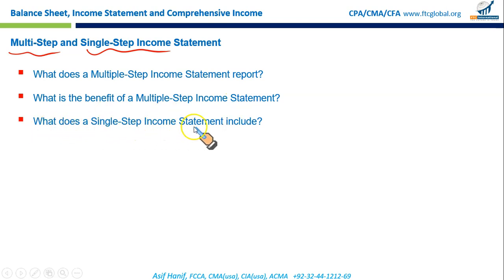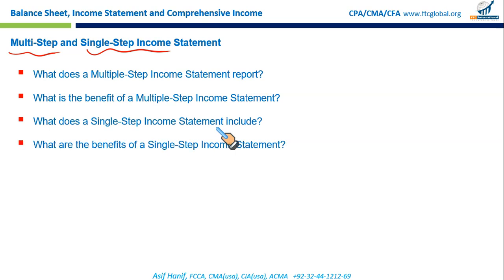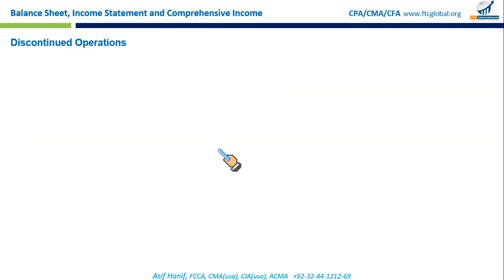What does a single-step income statement include? Well, it combines all revenues in one place and expenses in the other, including income taxes, of course, and it does it in a single calculation. So what are the benefits of a single-step income statement? I would say only simplicity. It just offers a simple design and treats all types of revenues and expenses as equally important. That is the only benefit of single step.